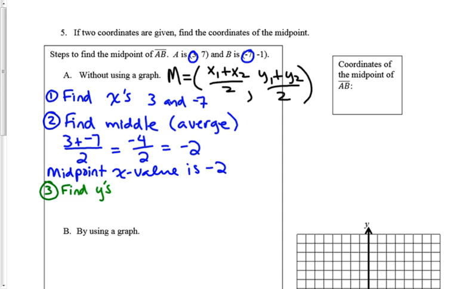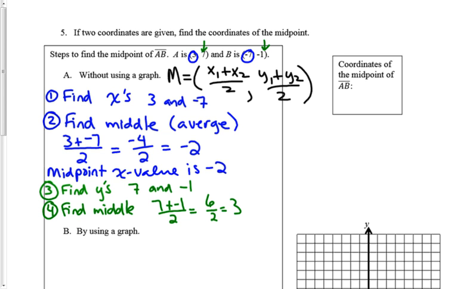And my y's again are going to be the second number in my coordinates. So that's going to be 7 and -1. Next, I'm going to find the middle or the average. So that's going to be 7 plus -1 divided by 2, which is 6 divided by 2, which is 3. And that is the y value. So the y value is 3.